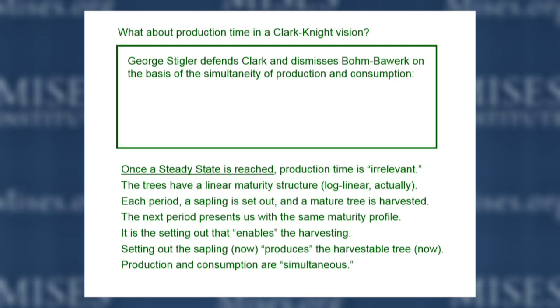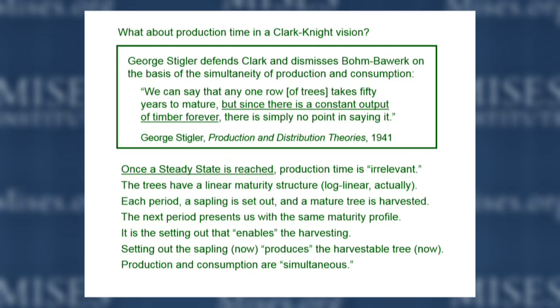Okay, so George Stigler defends Clark and dismisses Böhm-Bawerk on the basis of the simultaneity of production and consumption. And not really that way. Now get this, you can hardly imagine that someone would say this with a straight face: we can say that any one row of trees takes 50 years to mature, but since there is a constant output of timber forever, there is simply no point in saying it, right? And of course, the point is there only if you're stuck with this steady state. And that's Stigler, Production and Distribution Theories, which was his dissertation under Frank Knight that he finished in 1941. 43 years later, he said something a little different. And we can get you that.